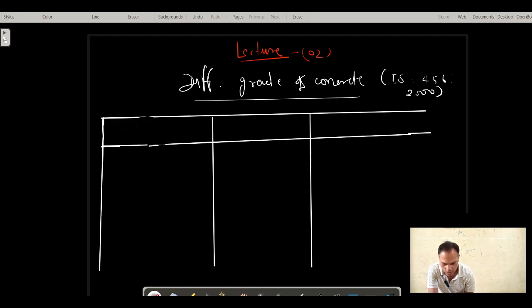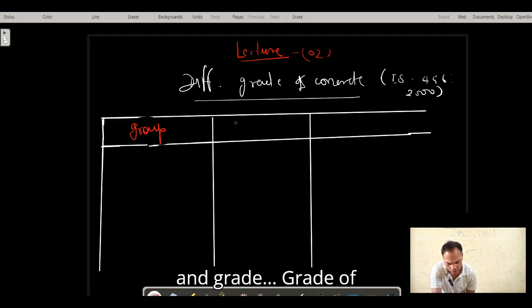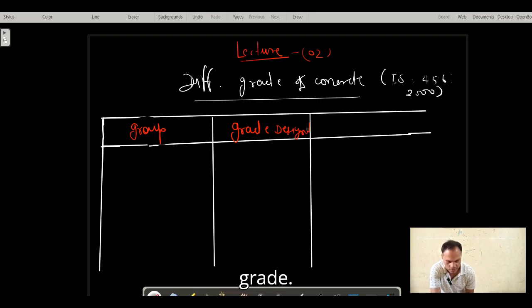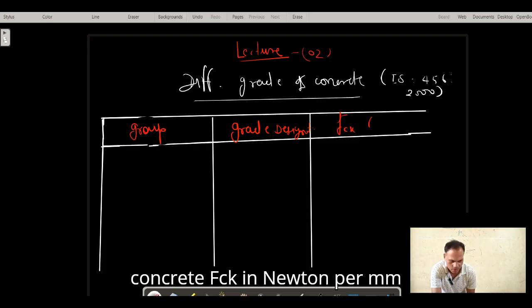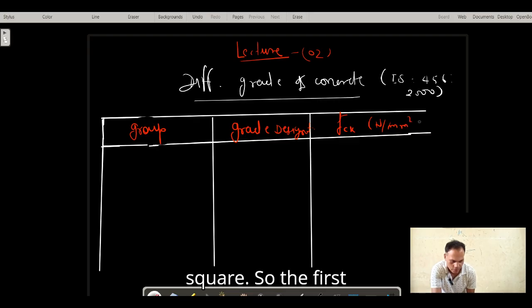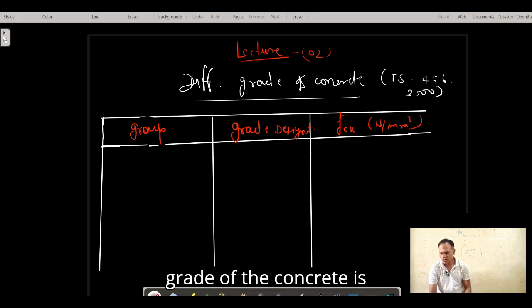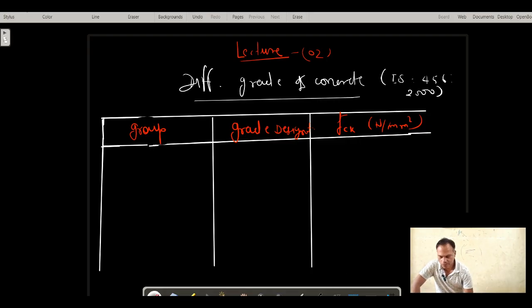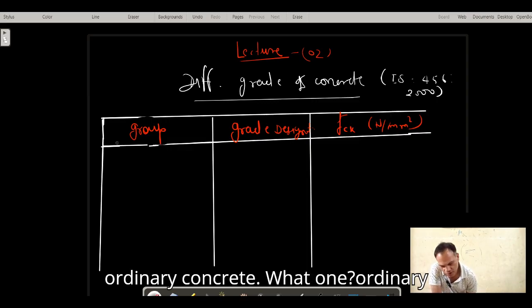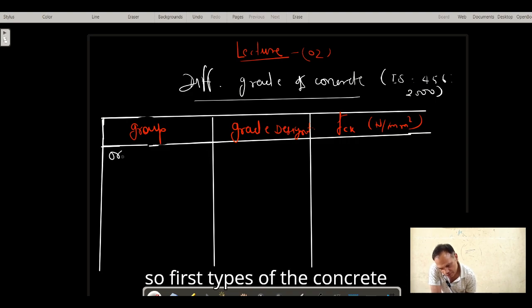Okay. Now group, then grade of concrete, which is the designated grade, and the characteristic strength of the concrete, fck, in Newton per mm square. So the first grade of the concrete is ordinary concrete.